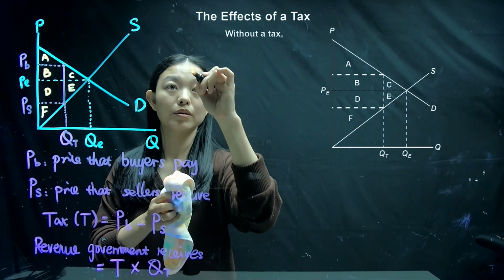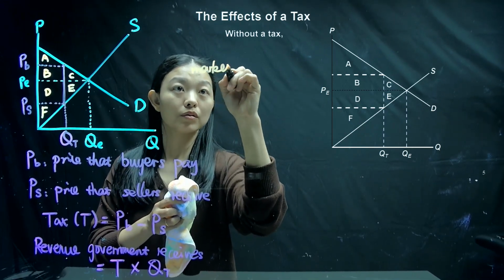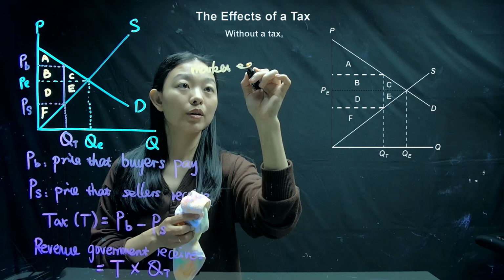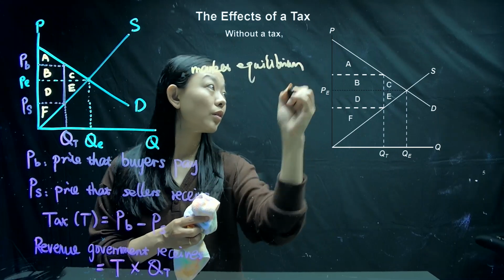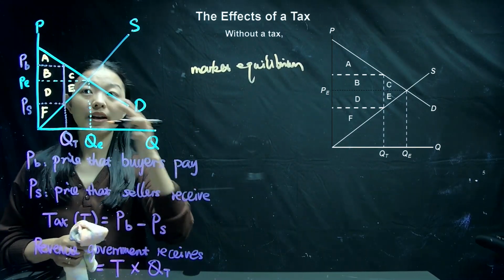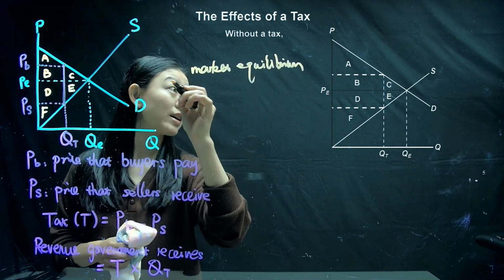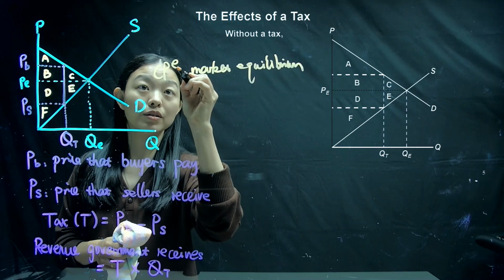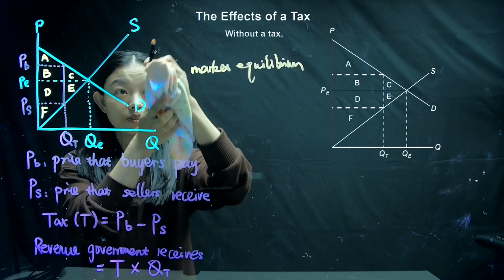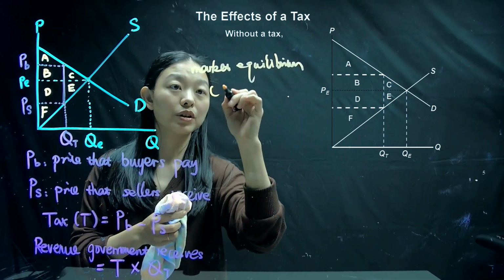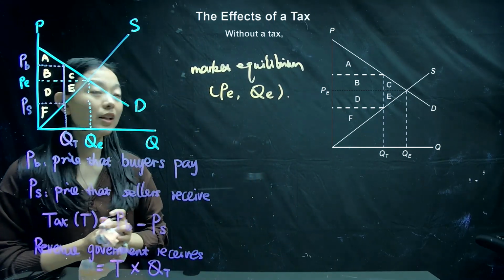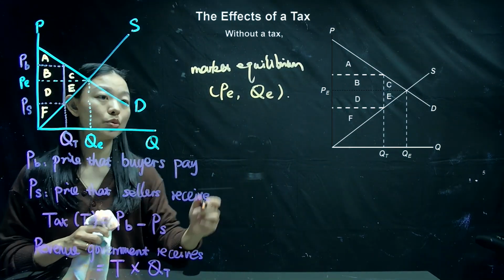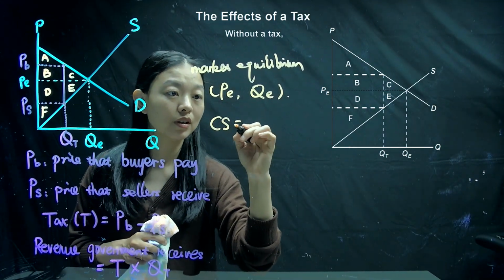I'll write it down a little bit lower. We will have the market equilibrium, right? At market equilibrium, the price equals PE, and the quantity equals QE. Then can you tell me, based on this, what's the consumer surplus?